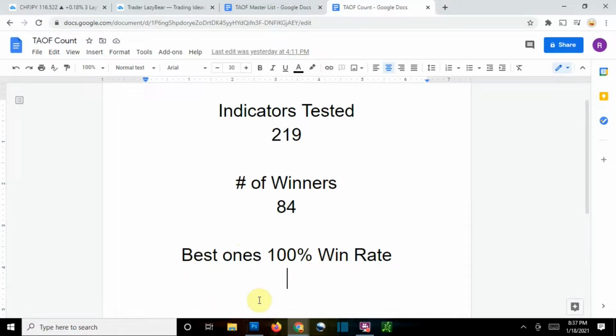So to date, we have tested 219 indicators. And out of those 219 indicators, 84 of them have been winners, which means that they have met or exceeded the 60% win-loss ratio threshold that we have set for them. The best ones so far were able to achieve a 100% win rate.